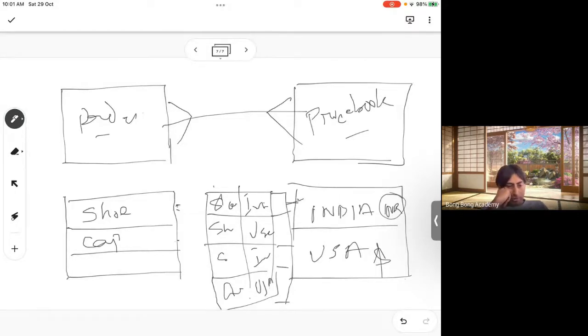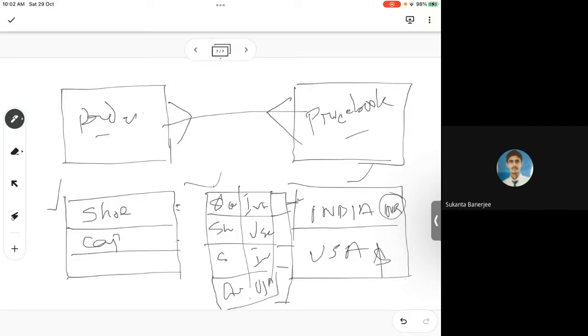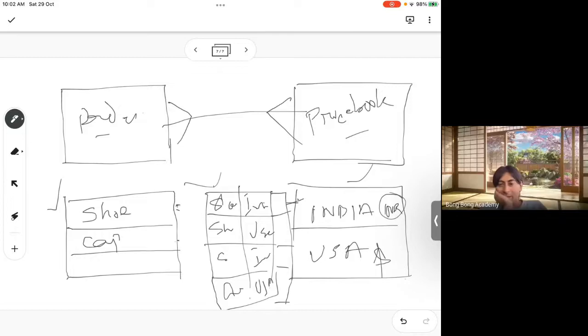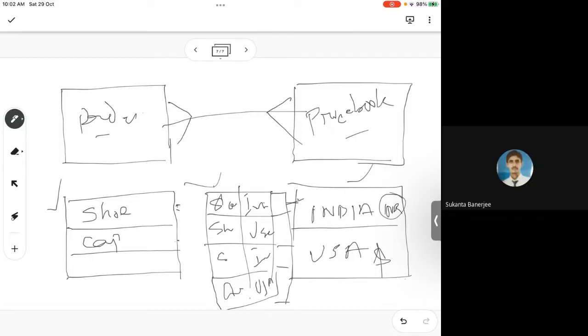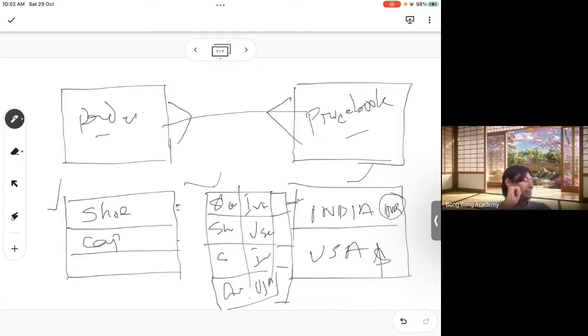Where will you store the price? This table, or this table? Product table? I think mapping table. Make up your mind. Only one answer. Mapping table, sir. Why? Just giving the last one is not enough. Give me the reason. Why mapping table?